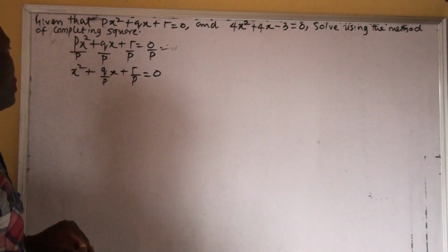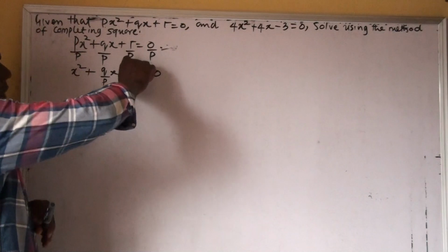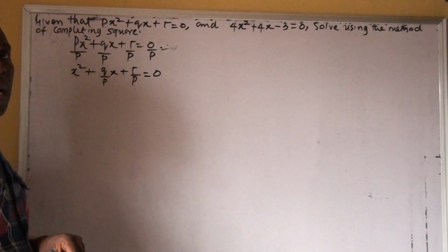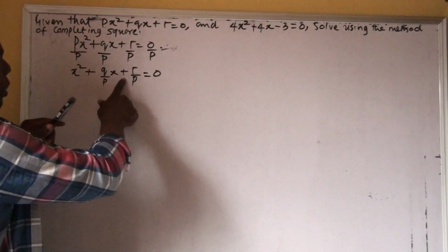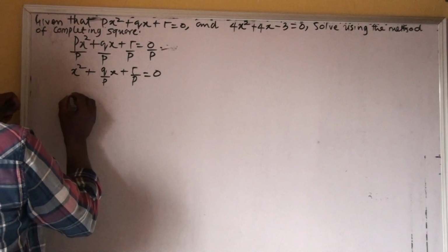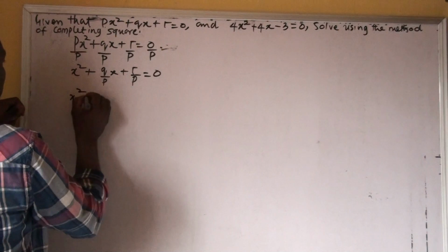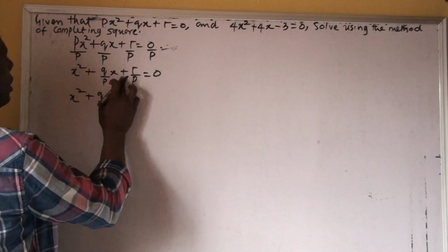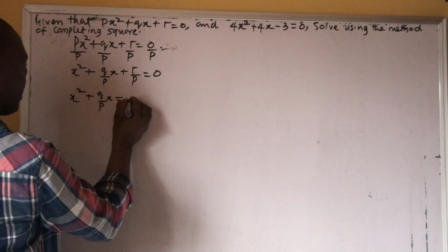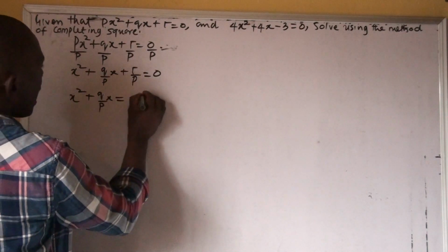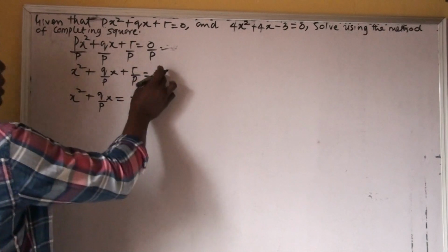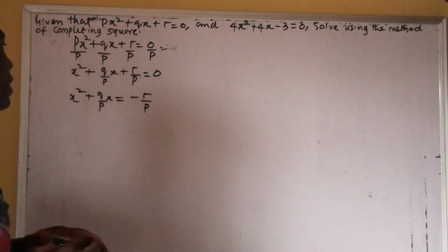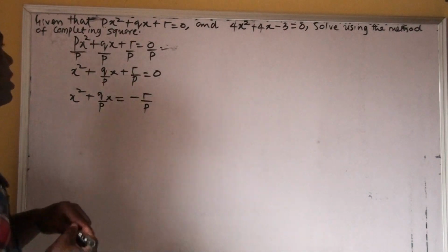Okay, the next step is that the constant term must move to the right hand side. Here this is plus, and if we do that, this becomes s square plus q over p x equals, as it's moving to this side it becomes minus, minus r over p, because 0 minus r over p is minus r over p. Okay, that is step 2.